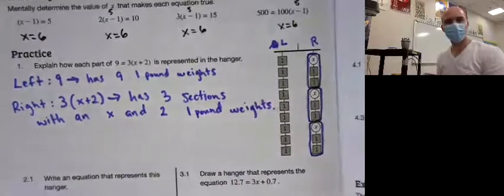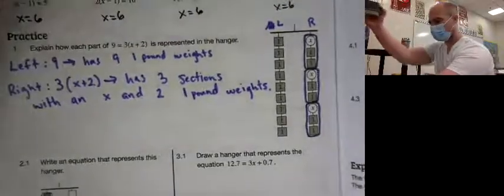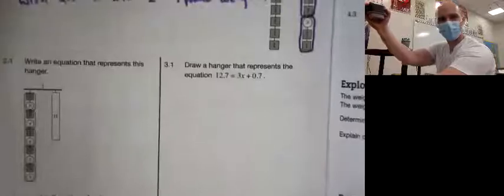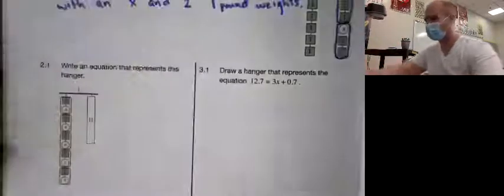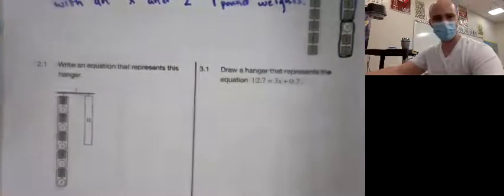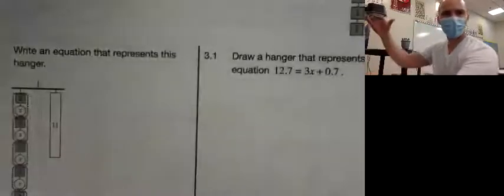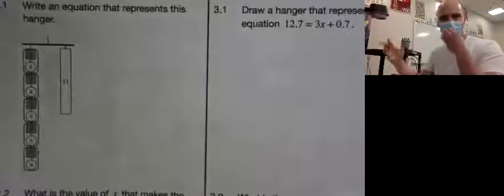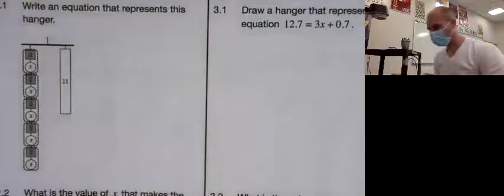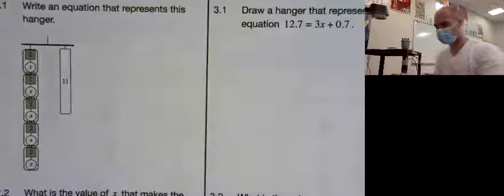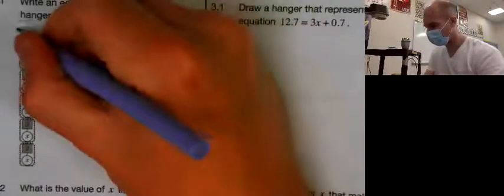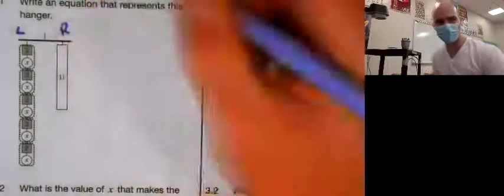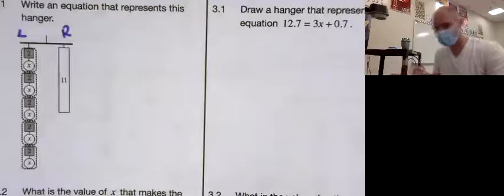All right, let's move on. It says for question 2.1, see if we can get this in focus a little bit, maybe zoom in. Write an equation that represents this hanger. Okay, well, let's do it side by side. We've got our left side first, and our right side we'll do second. The right side's obviously going to be the easier side, right?